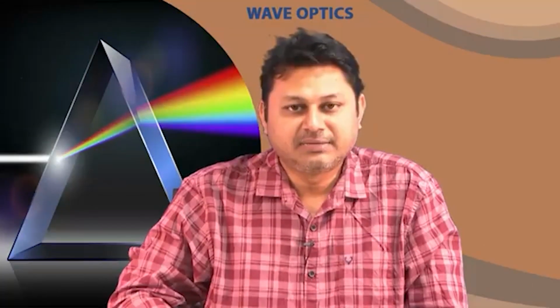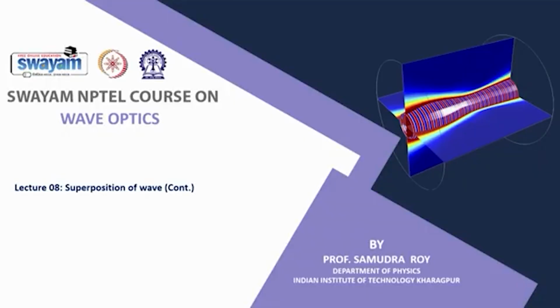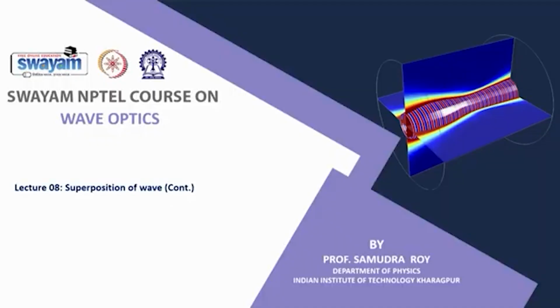Today we are going to have lecture number 8, and we will discuss more about the nature of the superposition of waves. When two waves interfere randomly, what should be the form, and if two waves do not interfere randomly but have a synchronization, then what should we get at the output.